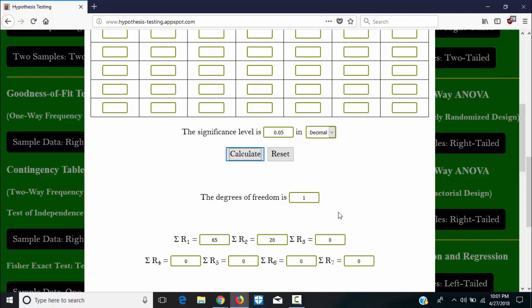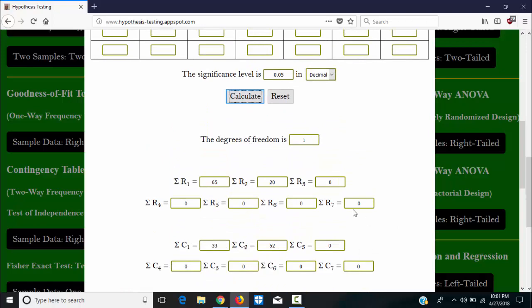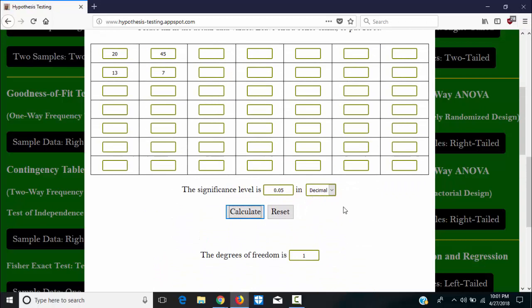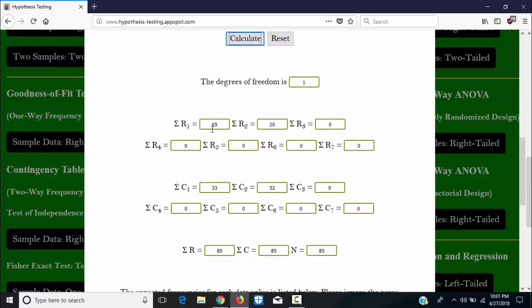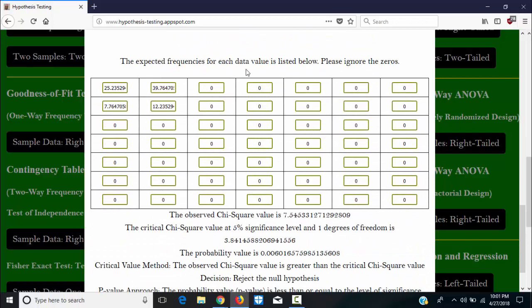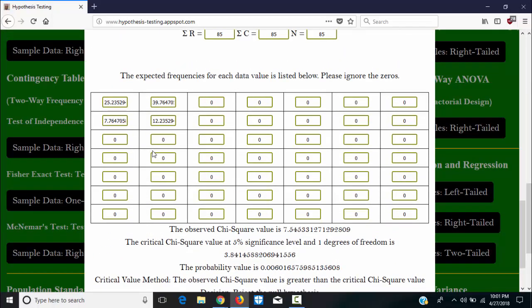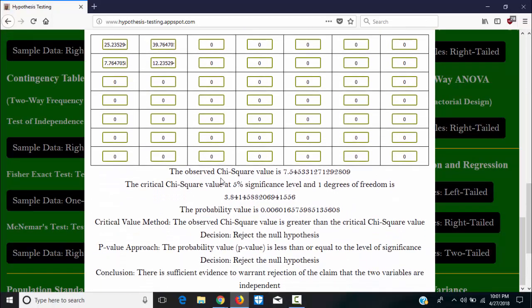If you were taking this in a traditional setting, your professor would probably want you to show all your work, and this is all your work here. You're gonna add the rows, add the columns, and calculate the expected frequencies for each data value. So you have to show all this work. But in this video we are just using technology.